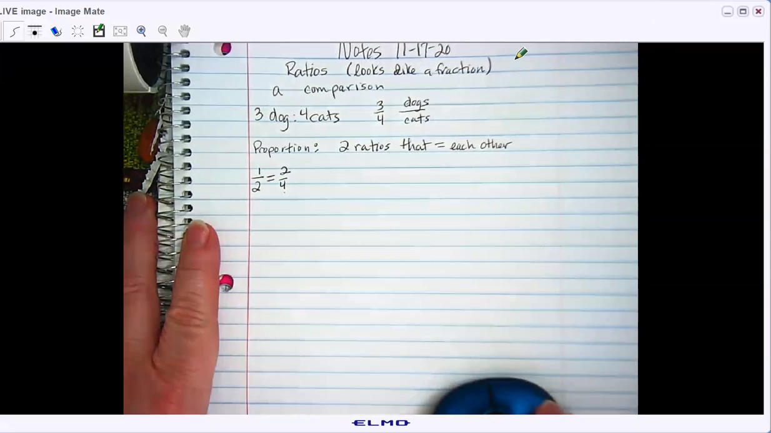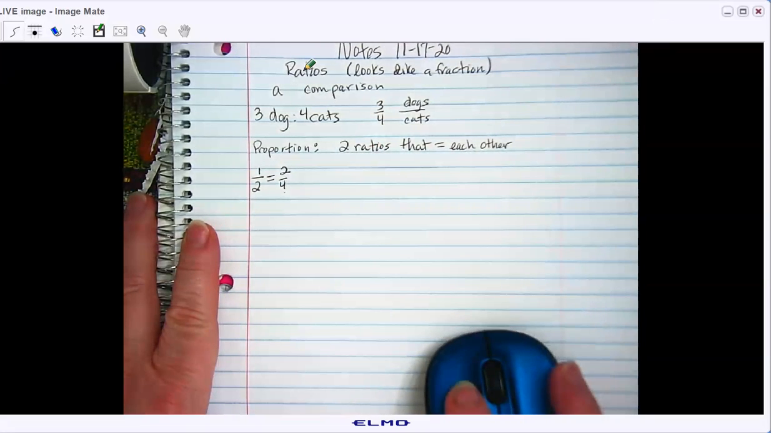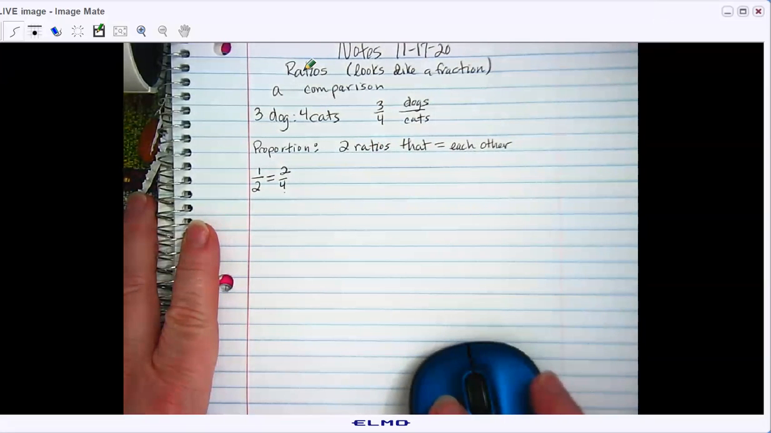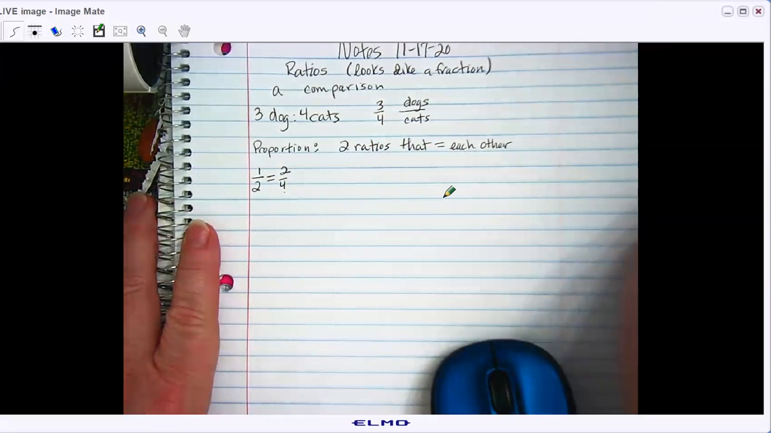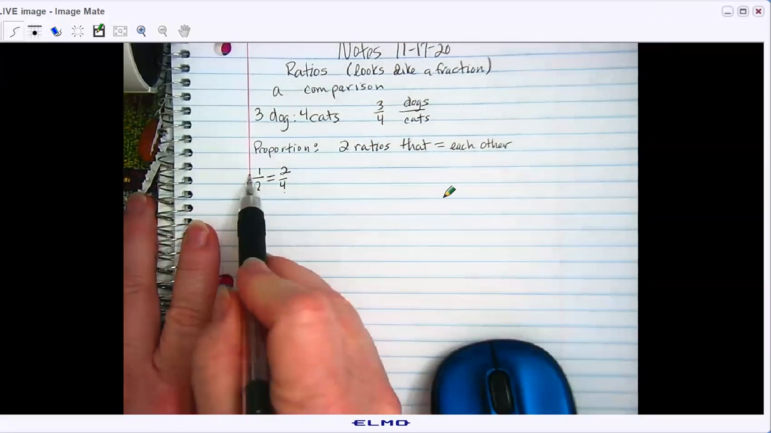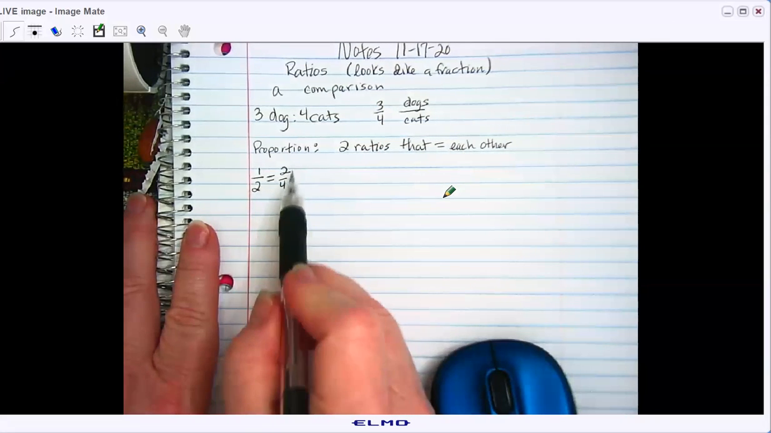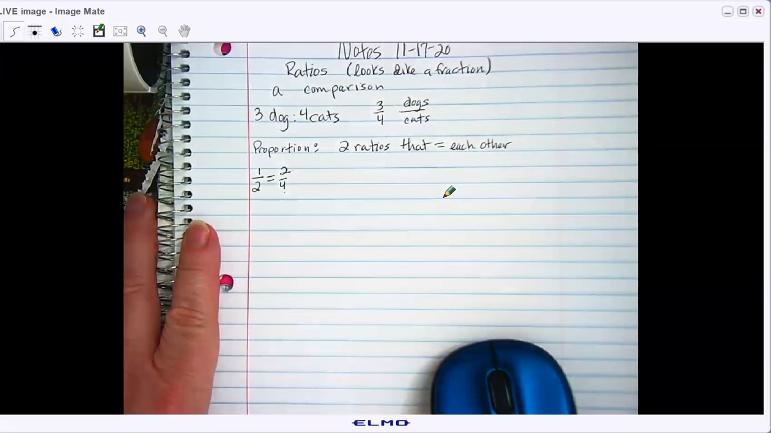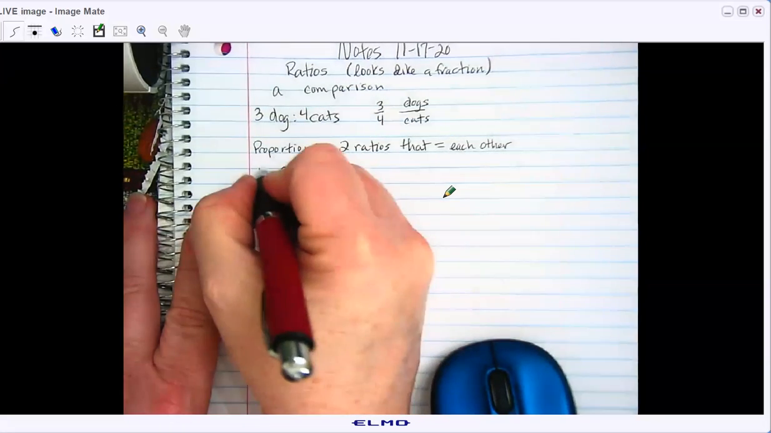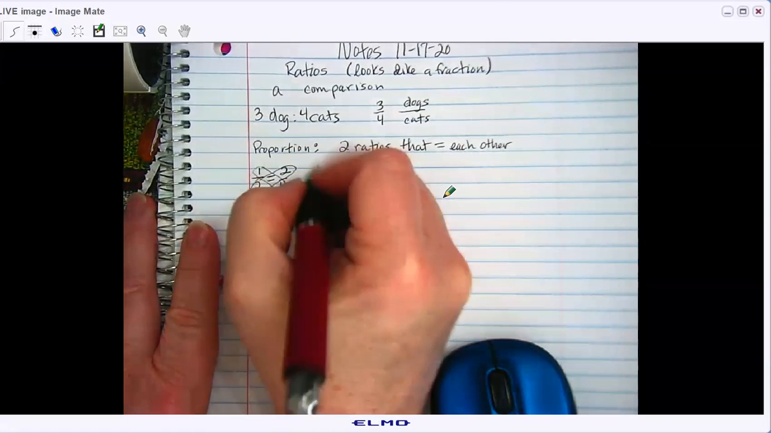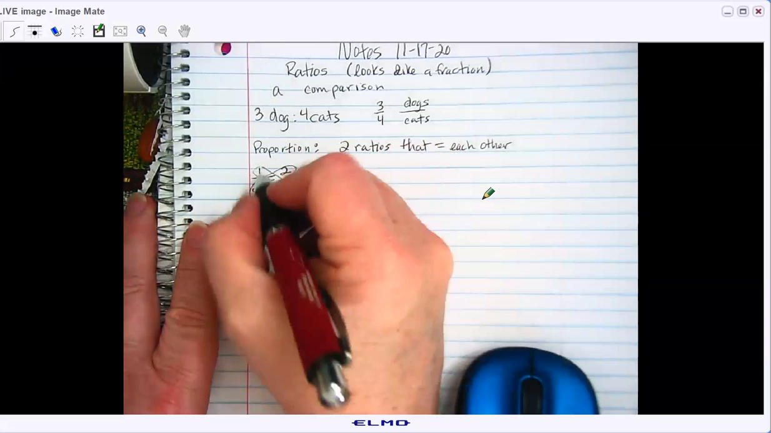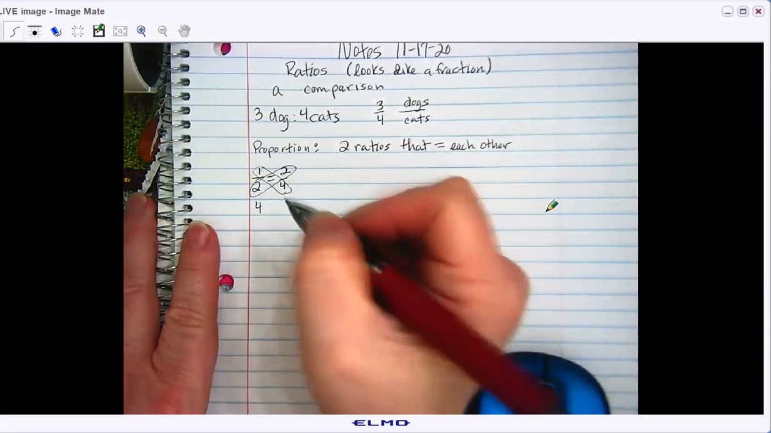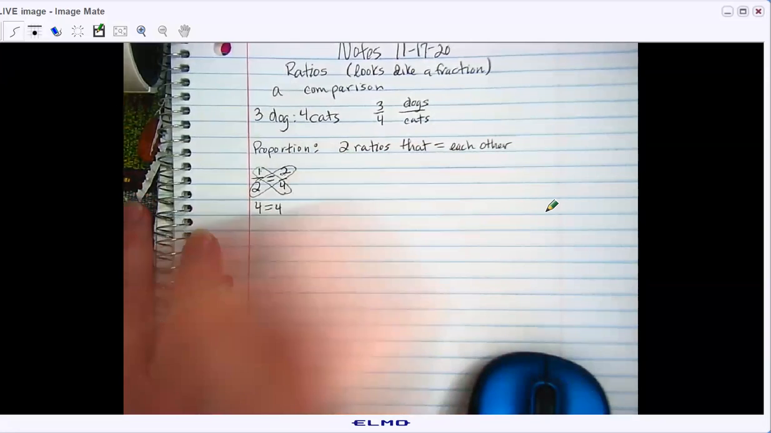Let's see, got a couple other ideas from the chat box. Good. 4 is half of 2. So I can either multiply this side by 2/2, or I can divide the right side by 2/2. Or there's a third option, which we like, and that is we can cross multiply. Because if I cross multiply, 1 times 4 is 4, and that equals 2 times 2, which is 4.